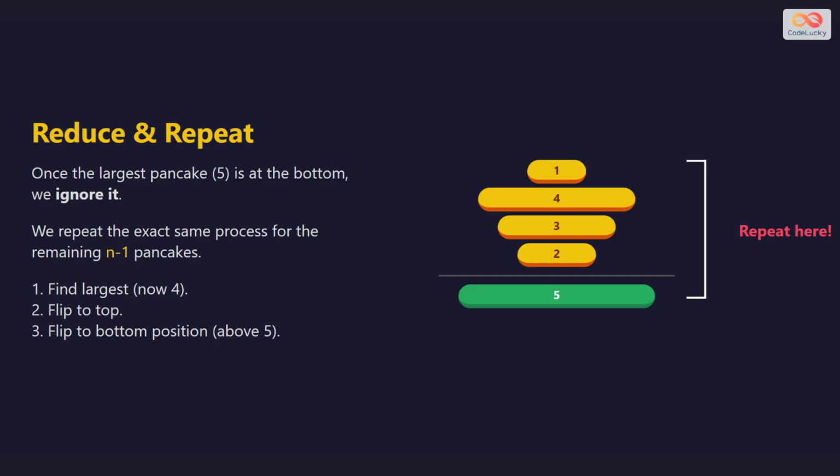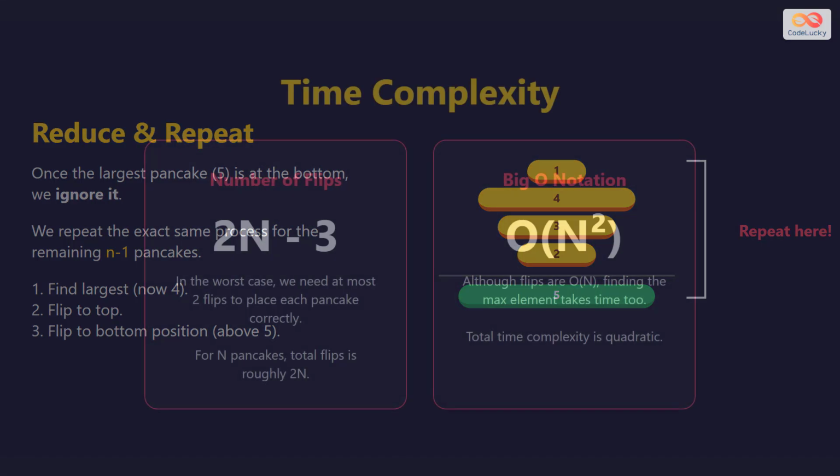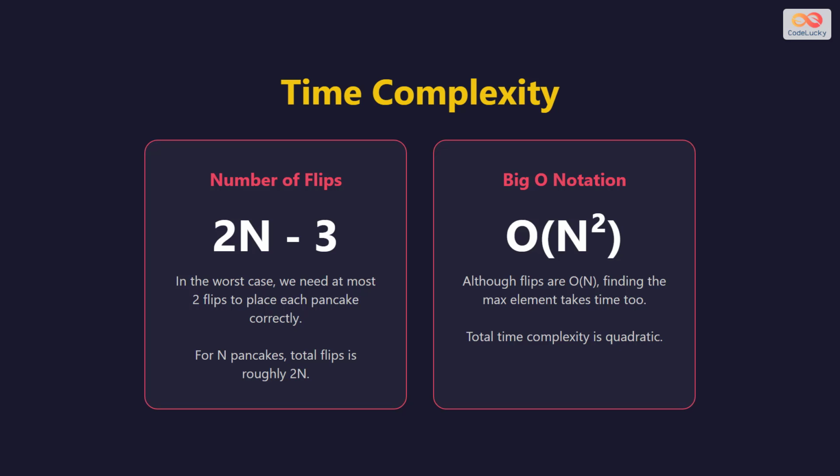We repeat the same steps. Find the next largest, bring it to the top, and flip it to its position. In terms of efficiency, this algorithm generally runs in quadratic time, or O(n^2). For each pancake, we perform at most 2 flips. So for n pancakes, we need roughly 2n flips in the worst case.